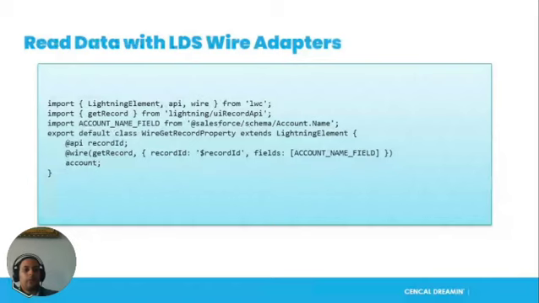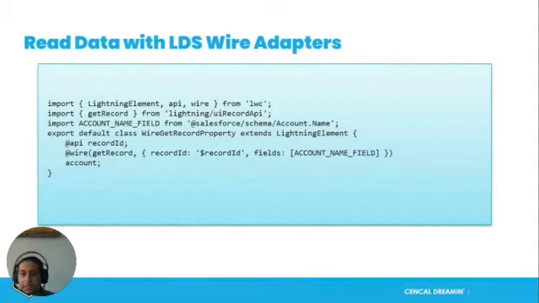Here is an example of how we can read data with a Lightning Data Services wire adapter. Lightning Data Services wire adapters are another way to work with Salesforce data. Use a wire adapter to read Salesforce data records and the metadata, layout details, fields on an object, and so on. To use them, decorate a property or a function with the @wire and specify the wire adapter.